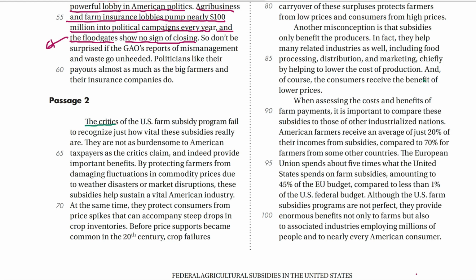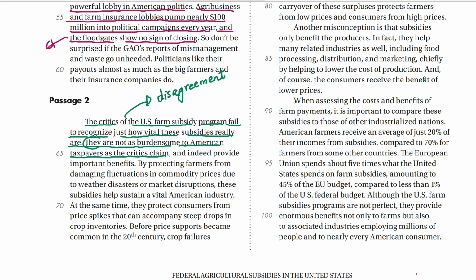The critics of the US farm subsidy program fail to recognize just how vital these subsidies really are. Here I write disagreement. Does anyone object? Again: the critics of the US farm subsidy program, the ones who object to the agricultural subsidies the government makes, fail to recognize, they cannot recognize just how necessary these subsidies really are. They are not as burdensome to American taxpayers as the critics claim.